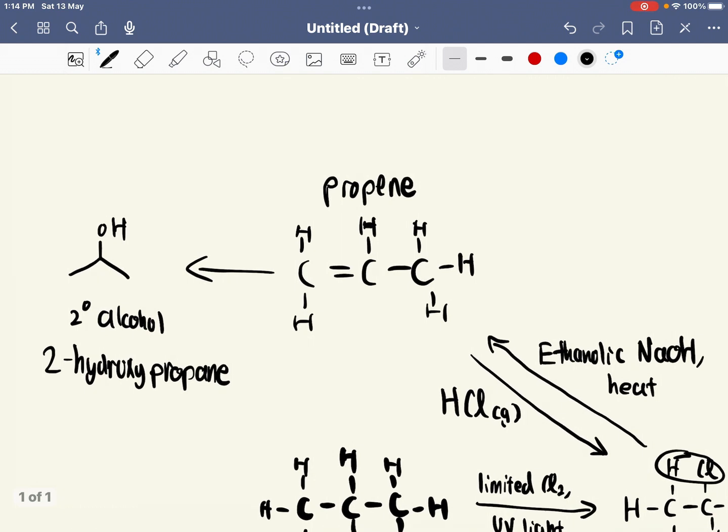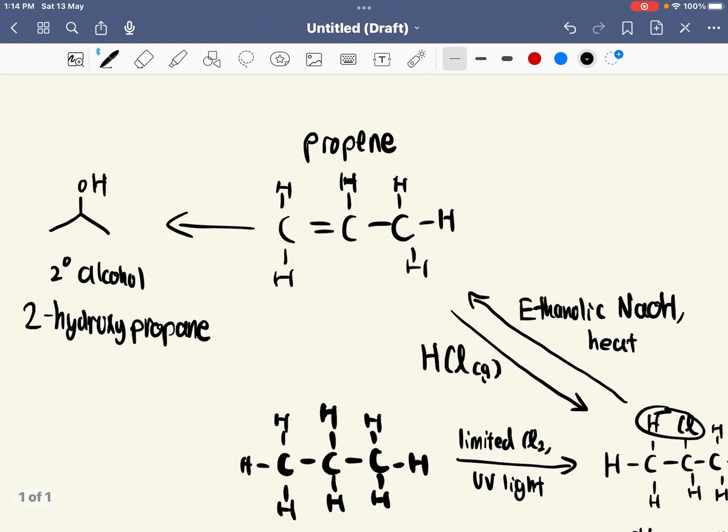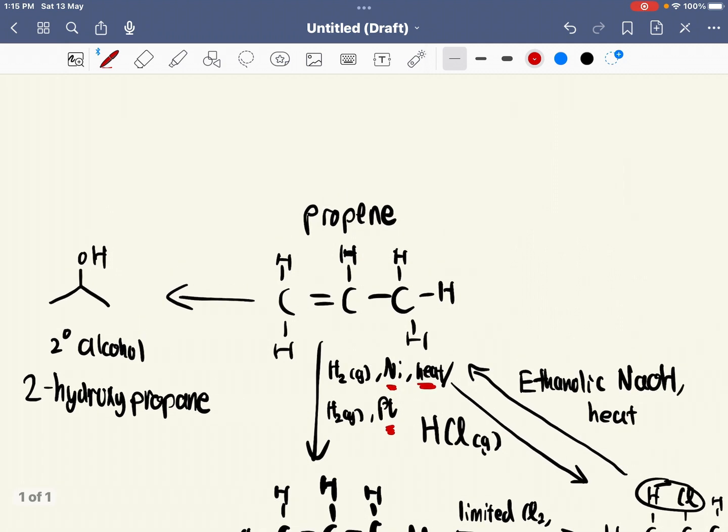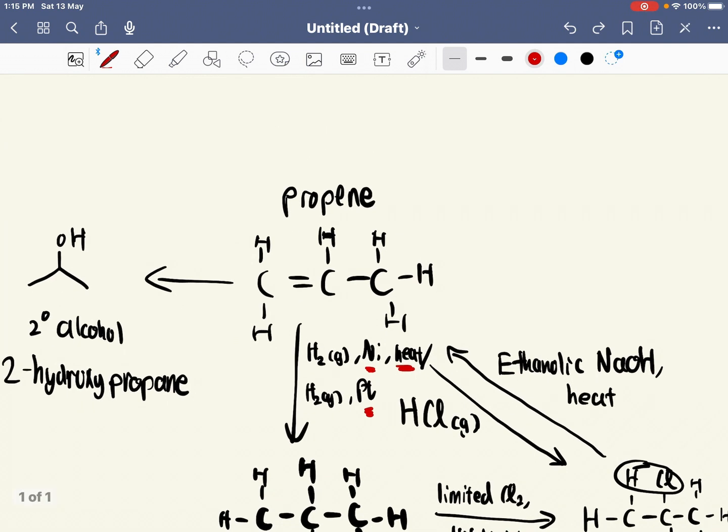Okay, even though we cannot form an alkene directly from an alkane, we can actually form an alkane directly from an alkene. So what we do here is that we use hydrogen gas, nickel catalyst with heat. Alternatively, we can use hydrogen gas and platinum catalyst. So you always need heat when you use nickel catalyst, but you don't need heat when you use platinum catalyst. So just choose either one will do. Yeah, but I know more commonly they will put this, but I don't think it really matters.